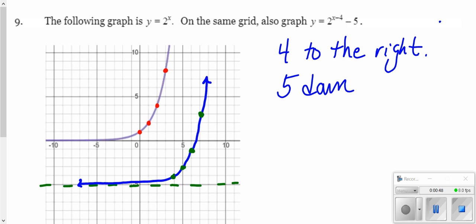The parent function has a horizontal asymptote of the x-axis. Moving a horizontal line 4 to the right doesn't change it one bit, but moving it down 5 does. So my new horizontal asymptote is at y equals -5.